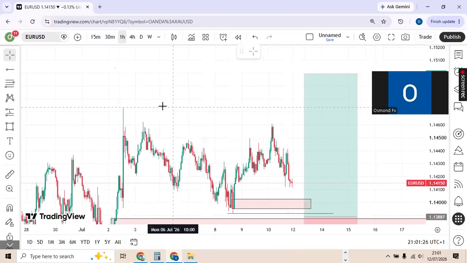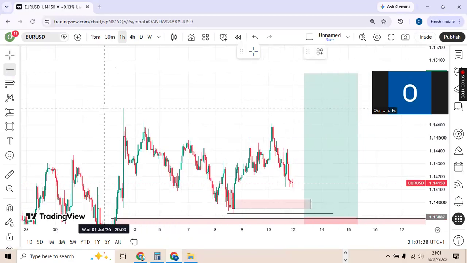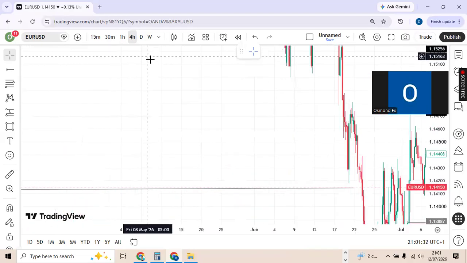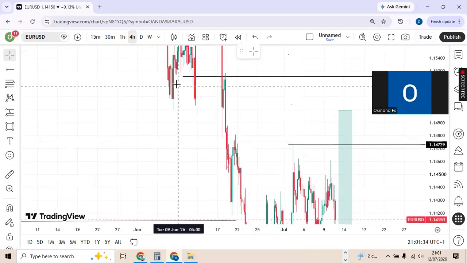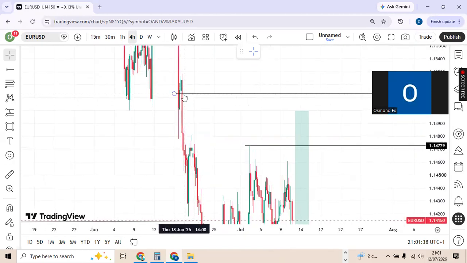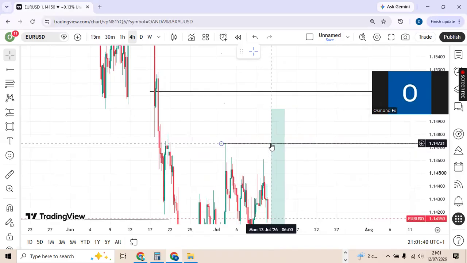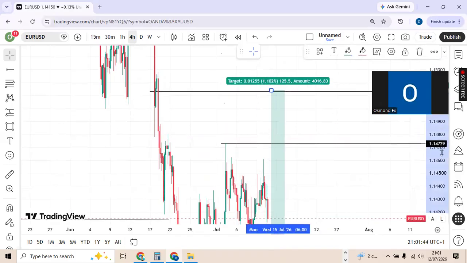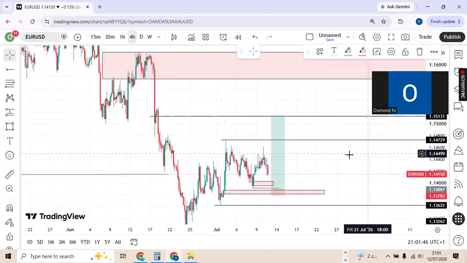If we buy to the upside, we should target this high. Exactly, target this high, or go to the 4 hour time frame and target, you can also target this supply zone above. So this area should be your first take profit, and here should be your second take profit. All right, so that is all.